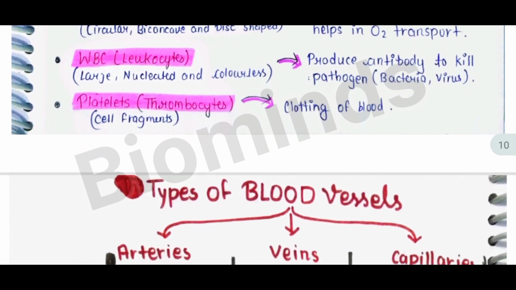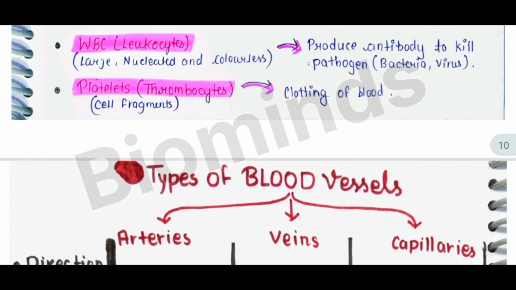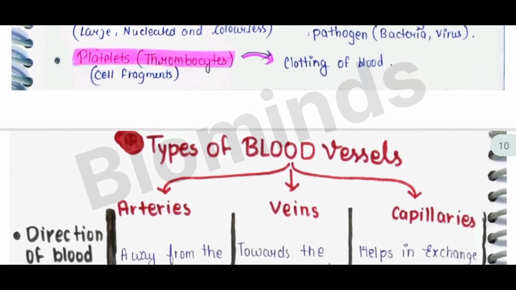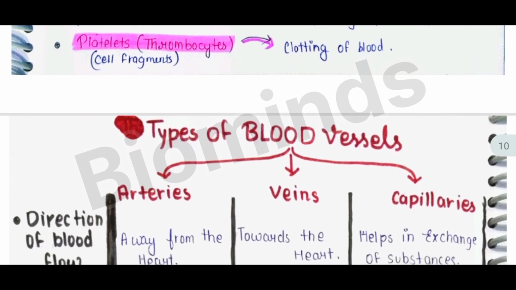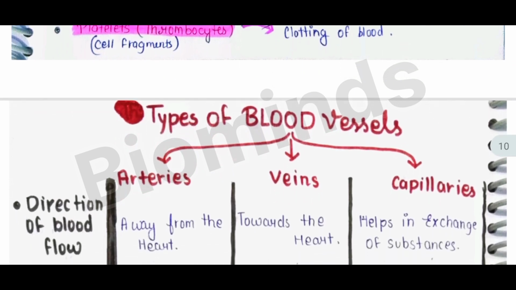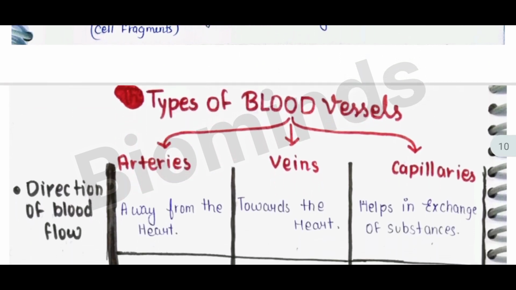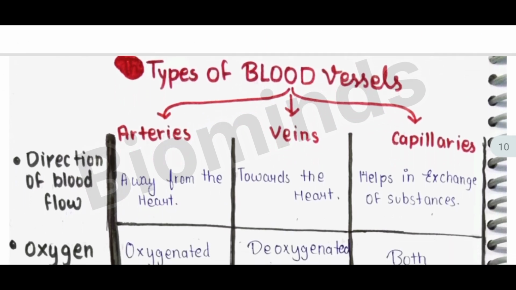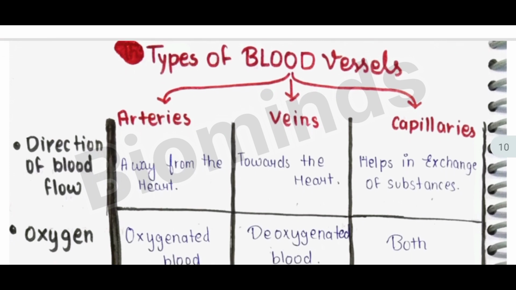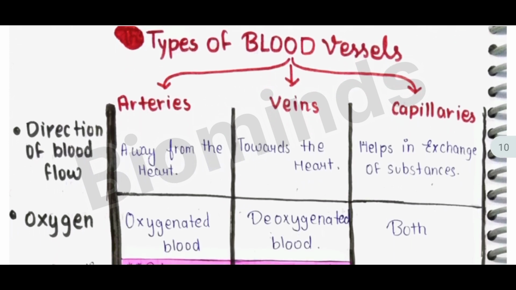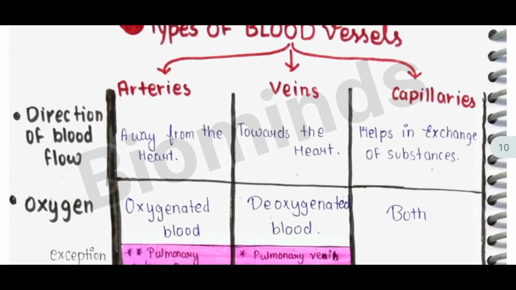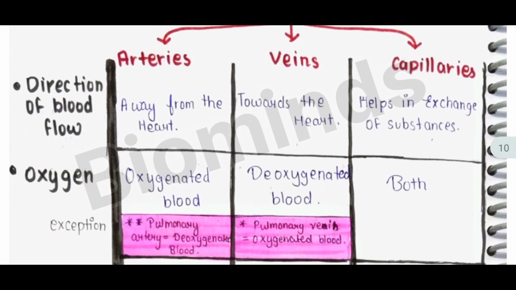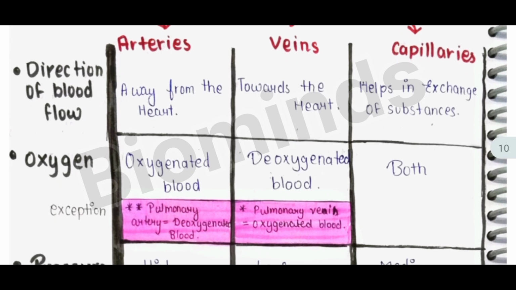Then the types of blood vessels: arteries, veins and capillaries. In arteries, blood flows away from the heart. In veins, blood flows towards the heart. Capillaries help in the exchange of substances. In arteries, oxygenated blood flows. In veins, deoxygenated blood flows. And in capillaries, both types of blood flow.